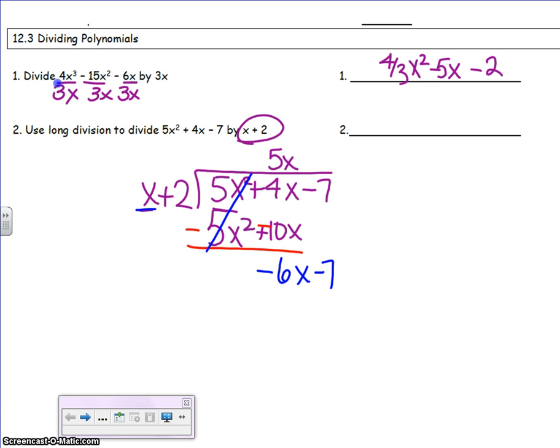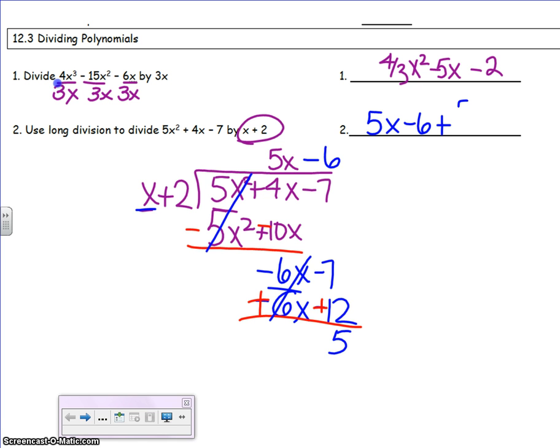And then we're looking, what times x gives us negative 6x? Negative 6. Negative 6 times x is negative 6x. Negative 6 times positive 2 is negative 12. Remember, switch both of our signs. So this is eliminated. Negative 7 plus 12 is 5. Since 5 is our remainder, we write it over x plus 2. So our quotient is 5x minus 6 plus 5 over x plus 2.